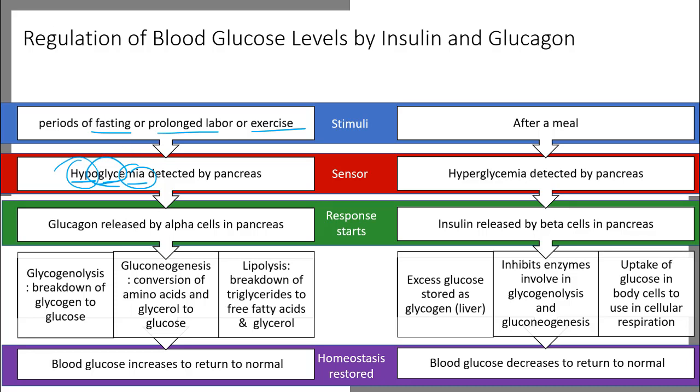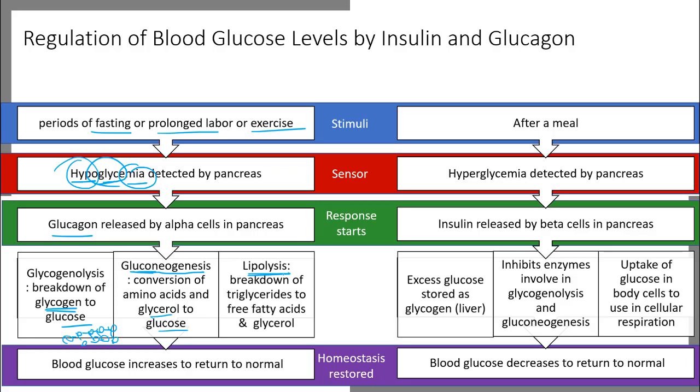And so what happens is when low blood glucose levels are detected by the pancreas, then it causes glucagon, the hormone, to be released by alpha cells in the pancreas. And what glucagon does is it stimulates breakdown of glycogen to glucose. Remember, glycogen is just a huge polymer of glucose monomers joined together. It stimulates the conversion of amino acids and glycerol down to glucose, and that again is a process called gluconeogenesis, and it also stimulates lipolysis.